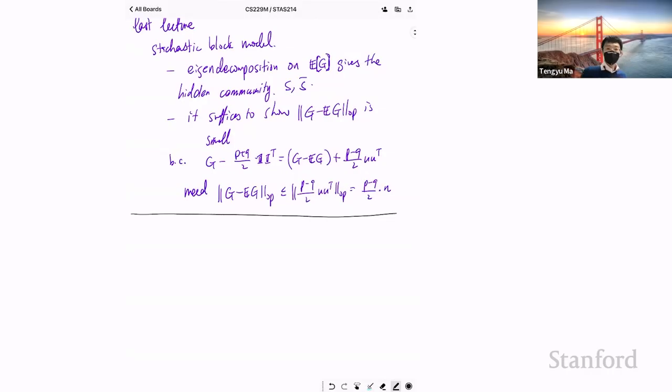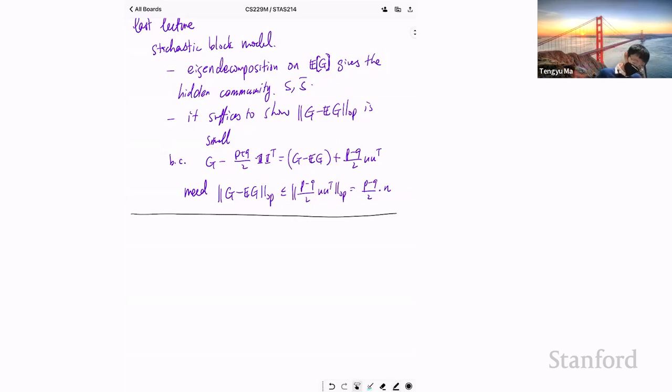Okay, I guess let's get started. This is the last lecture of this course. I guess we're going to continue with the spectral approach for clustering. So I pre-read some of the reviews of the last lectures.